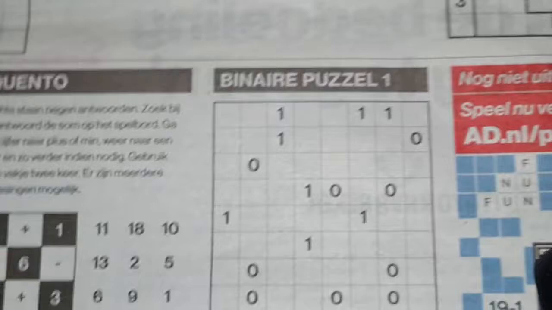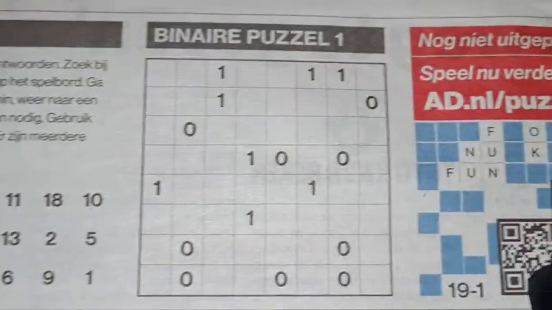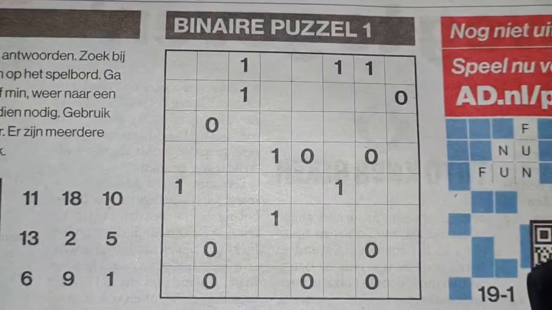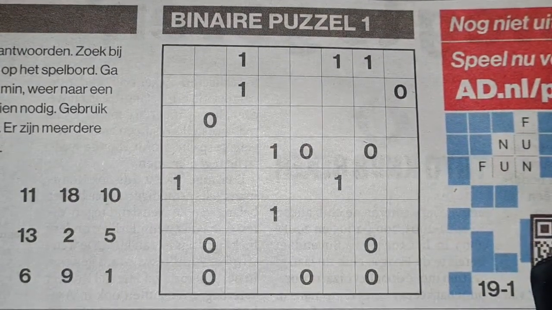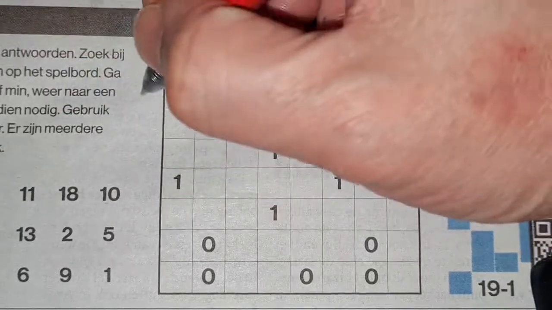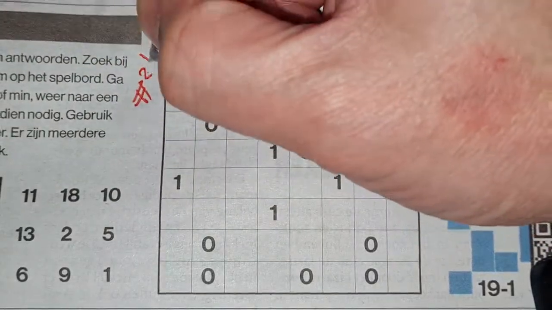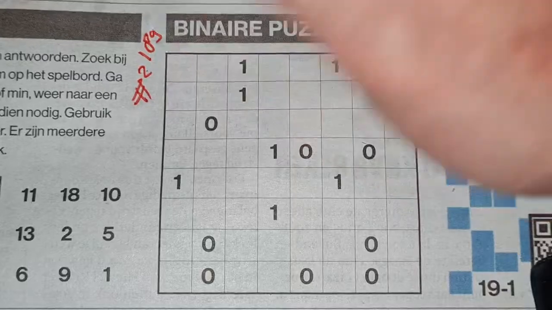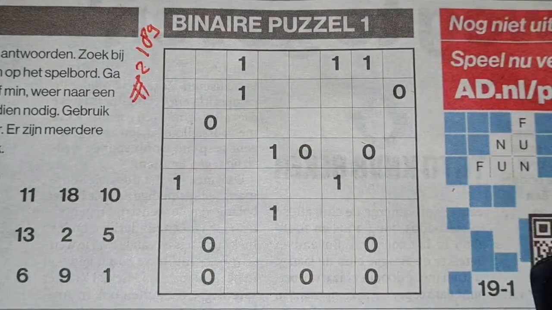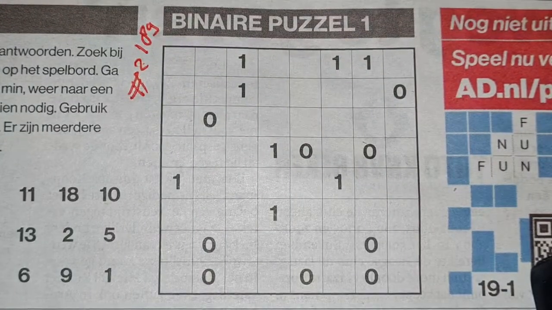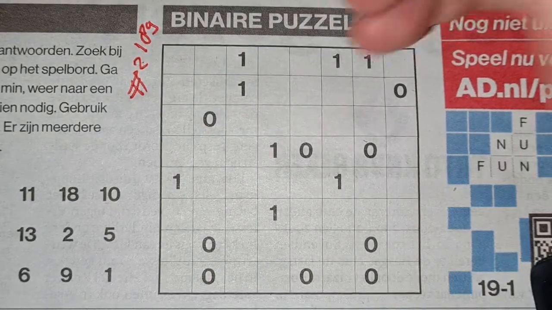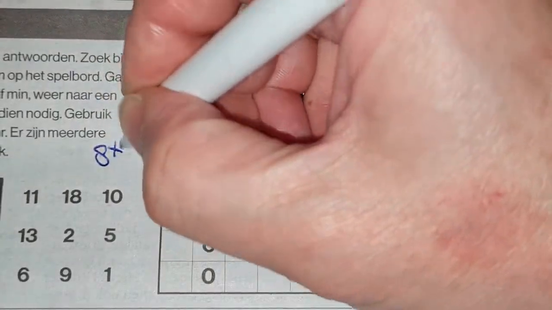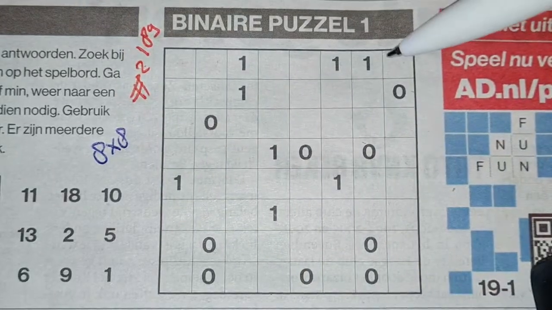Two Sudokus left, a binary and a tectonic I will solve. But first, I will solve this baby, and this binary will be number 2189, and this one, let me count: 1 2 3 4 5 6 7 8. It's an 8 by 8 binary puzzle.